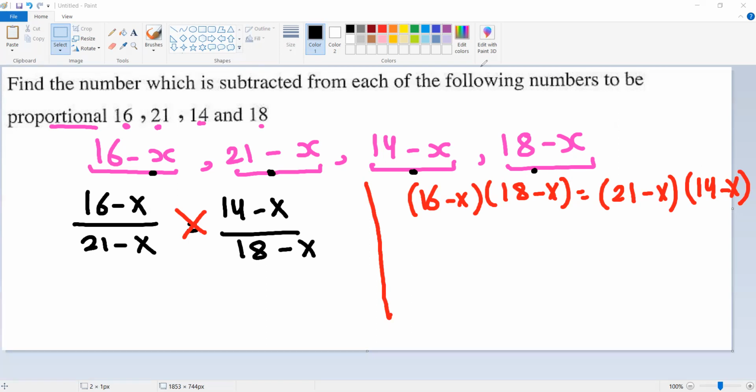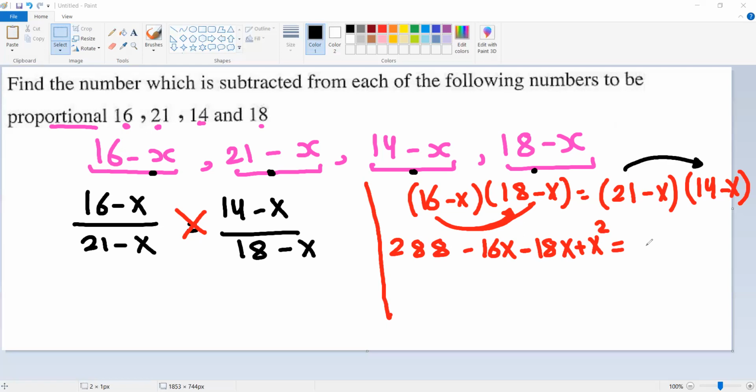Let's expand. 16 times 18 is equal to 288. And 16 times negative x, negative 16x. And negative x times 18, negative 18x. And negative x times negative x is x to the power of 2. This is equal to 21 times 14, 294, and minus 21x. And here minus x multiplied by 14 is negative 14x. And here plus x to the power of 2.